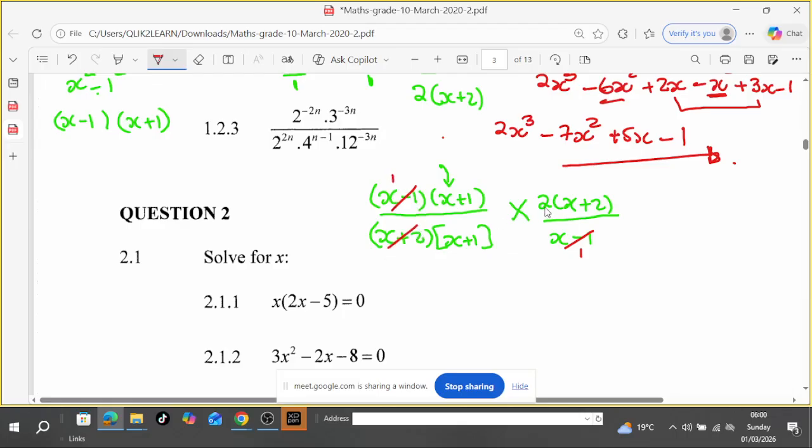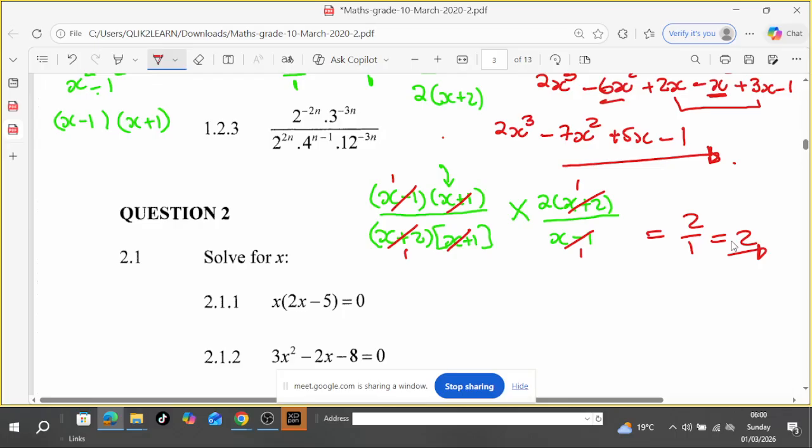The x plus 2 cancel. This will be left with 1. x plus 1 cancel. So you look at what you have on top and what you have on bottom. Check if you have common terms that can cancel. So on top we are just left with 2, on bottom with 1. So the answer is just 2.